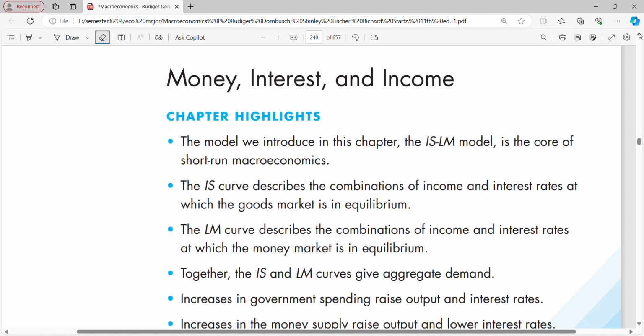It's about money, interest, income. Money we know, right? Money is important. And so these three elements, money, interest rate and income, are revolving around investment, mainly investment in this chapter. So for investment we know money, interest and income are really important.